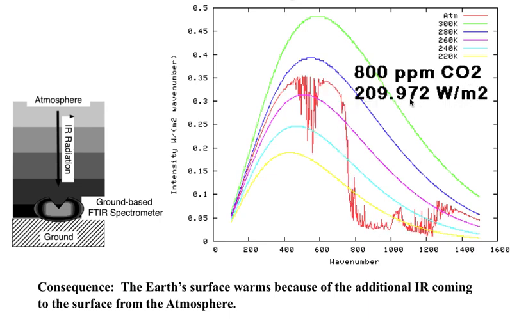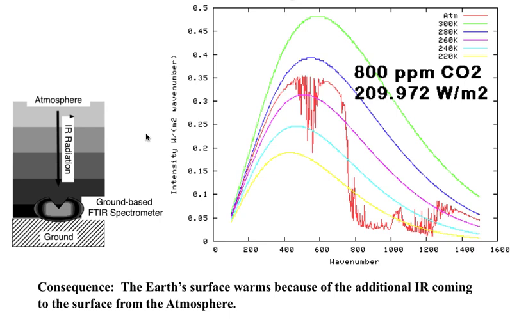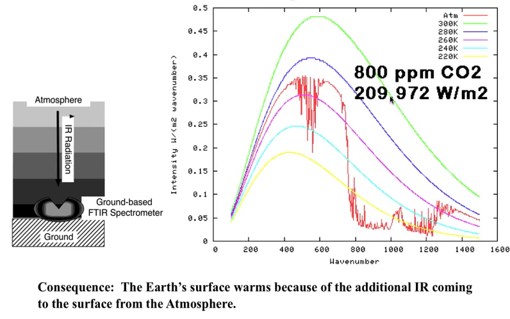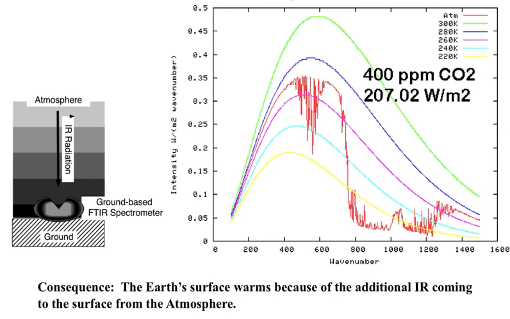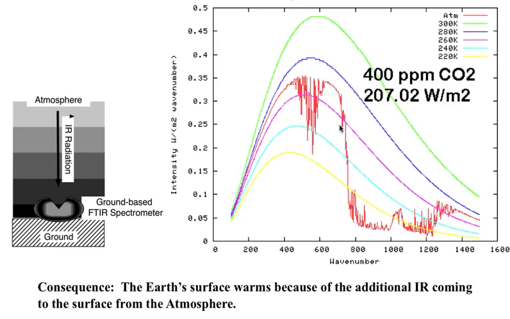So what happens at 400 ppm, we have about 207 watts per square meter coming from the atmosphere to the surface. When we double that to 800 parts per million of carbon dioxide in the atmosphere, now we have about 209.9 watts per square meter, basically 210 watts per square meter. That's about 3 watts per square meter difference when we average over all of the spectrum of infrared radiation coming to the surface from the atmosphere under those two conditions.